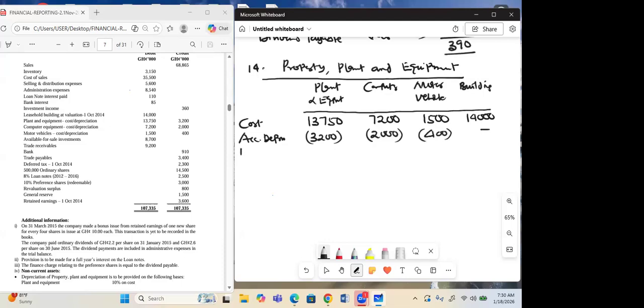Then now the depreciation for the year. Go to your workings and mention all for me one after the other. It was working 6. Plant and equipment gives you what? 1,375. What about computer? 1,800.